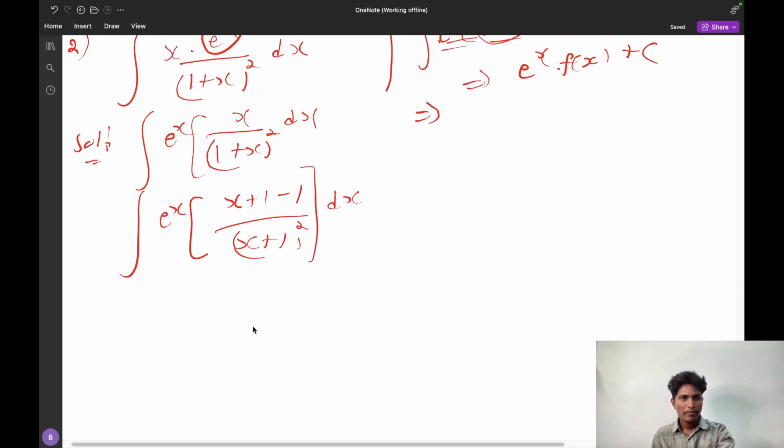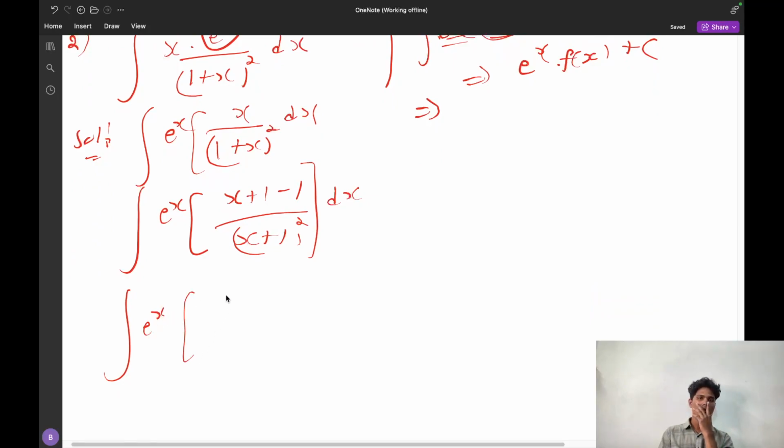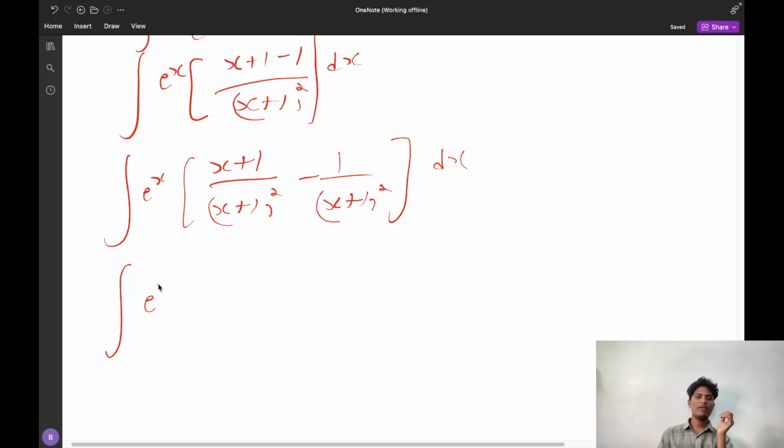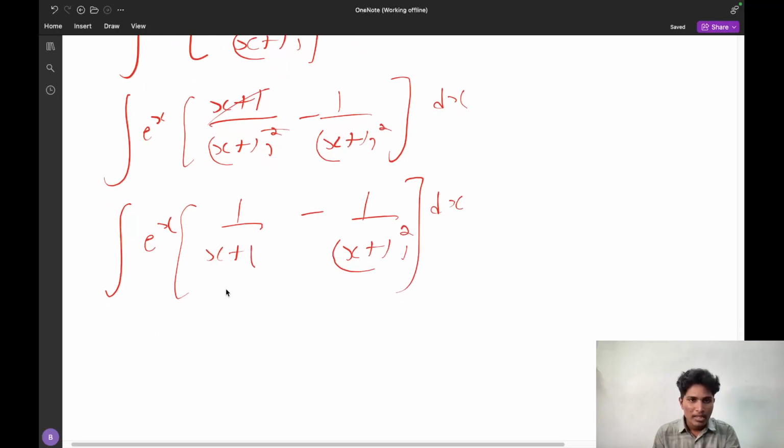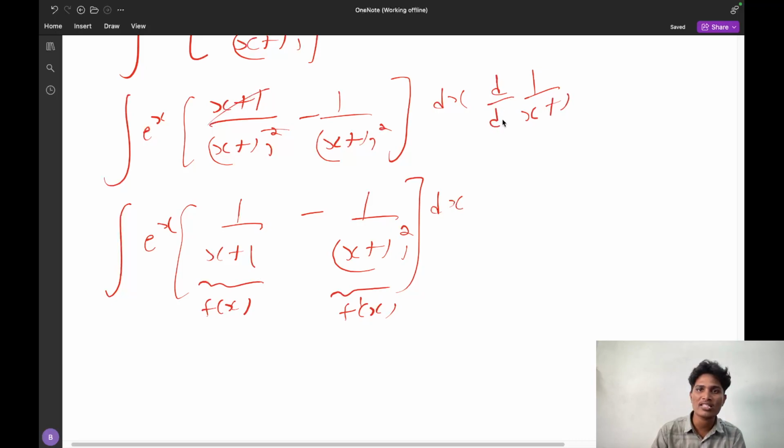Now see carefully. I can split this one: x plus 1 divided by x plus 1 whole square minus 1 divided by x plus 1 whole square. And integral e power x into, here I can cancel one thing, that is 1 by x plus 1 minus 1 by x plus 1 whole square into dx. If you observe carefully, this is the function f of x. If I take, this is the exact differentiation of f of x, because the differentiation d by dx of 1 by x plus 1 is minus 1 by x plus 1 whole square. So this is the same term.